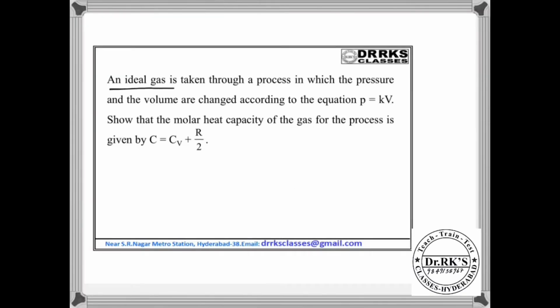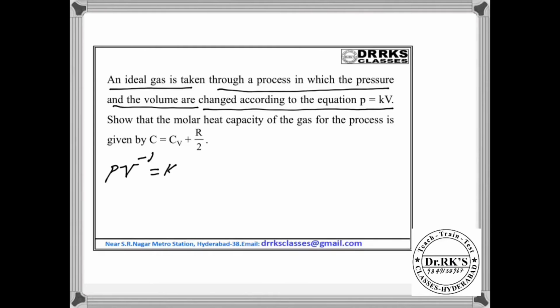An ideal gas is taken through a process in which pressure and volume are changed according to the equation P is equal to some constant K times V. So PV to the power of minus 1 is equal to some constant K. It is a polytropic process, PV to the power of x is equal to some constant K. So here x is minus 1.